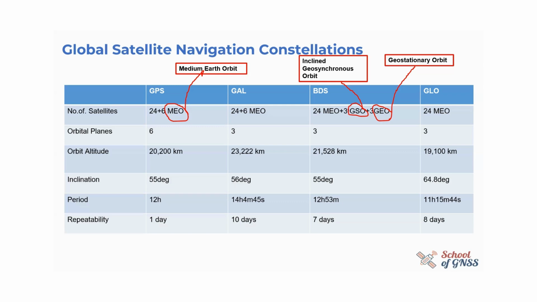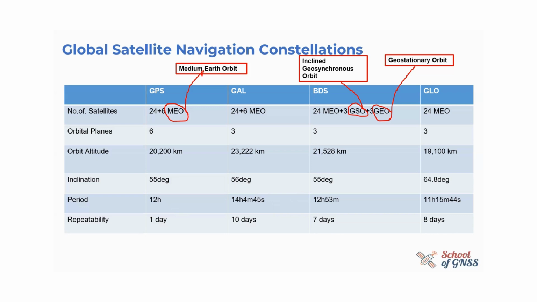That's why you have seen GPS at 55 degrees, Galileo 56 degrees, Beidou 55 degrees, and GLONASS 64.8 degrees. So they have different constellations, with a little bit different inclinations, which try to focus on a particular point to cover the whole world. The period is the time duration taken for one satellite to complete one orbit.